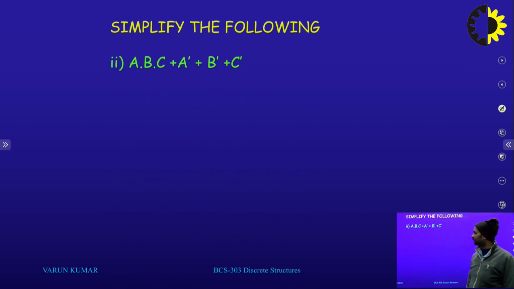Again, we take a second example: A dot B dot C plus A dash plus B dash plus C dash. We can use any of the formulas given in the first slide. We can use the distributive law: (A plus A dash) dot (A dash plus BC) plus B dash plus C dash. What is the result of A plus A dash? A plus A dash becomes 1. So the result is A dash plus BC plus B dash plus C dash. If we apply the distributive formula here, the result is A dash plus B dash and C plus B dash, then plus C dash.